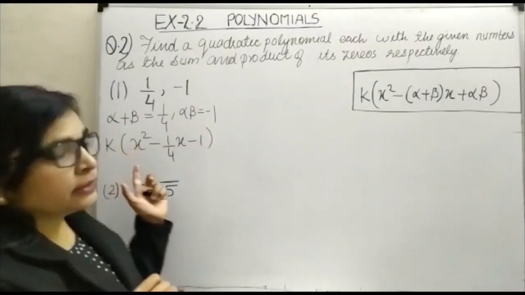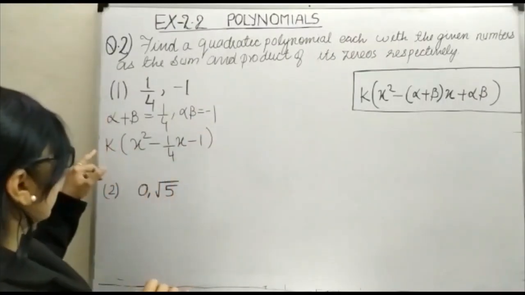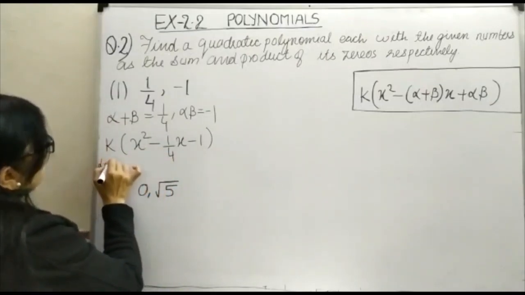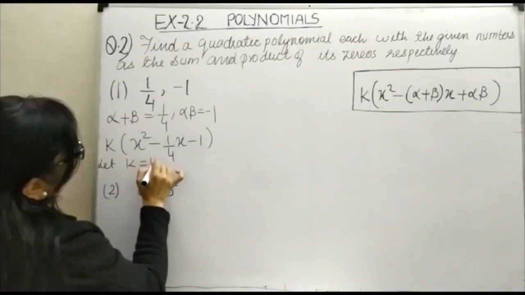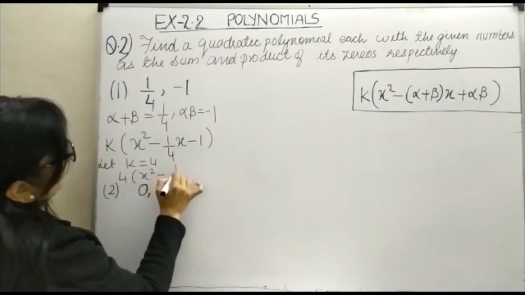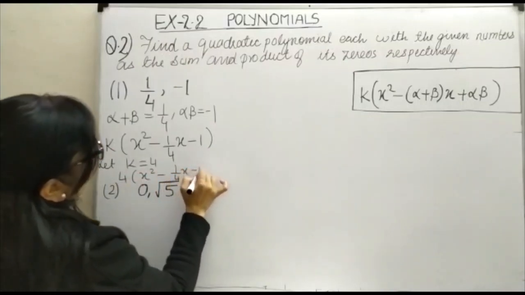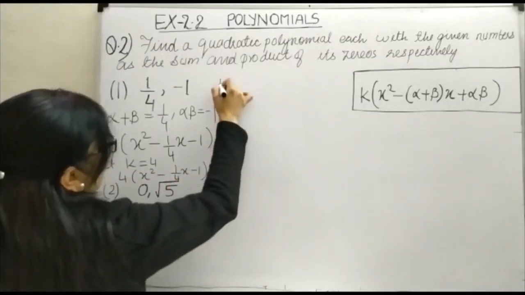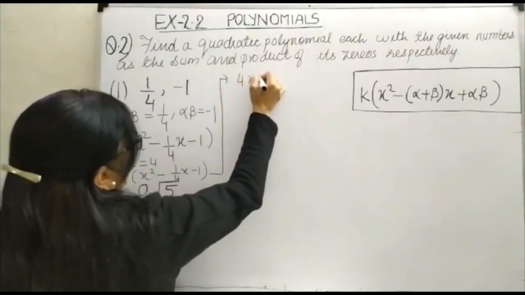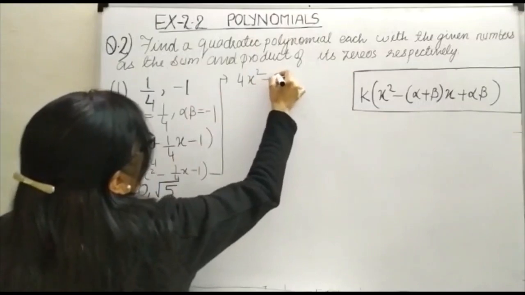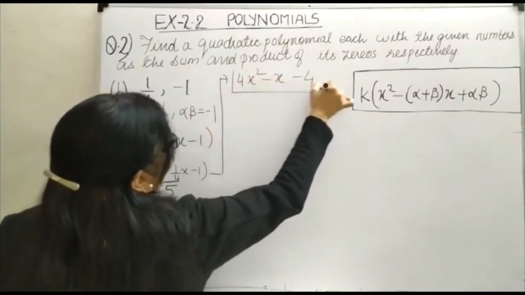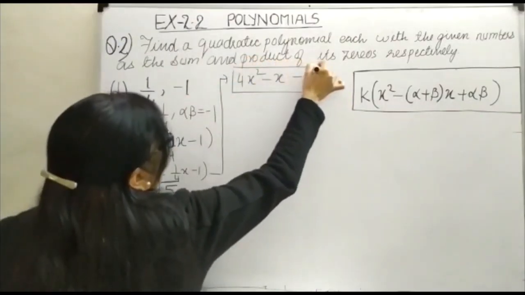Whenever you find any term in the denominator, you take that same term as the value of k. So here let k be equal to 4. When you keep 4 here, it becomes 4 x square minus 1 upon 4 x minus 1, and when you multiply, it is 4x square minus x minus 4. So this is your required quadratic polynomial.